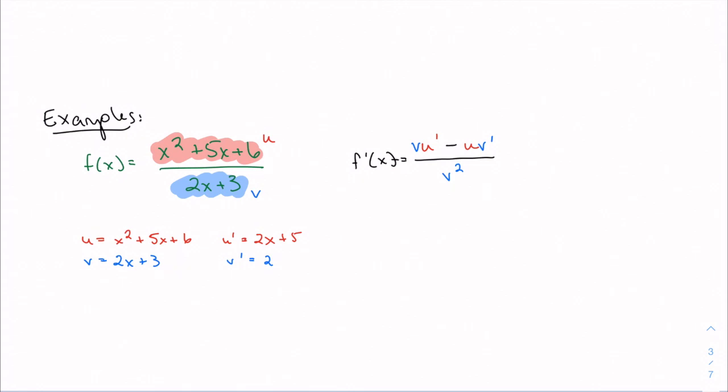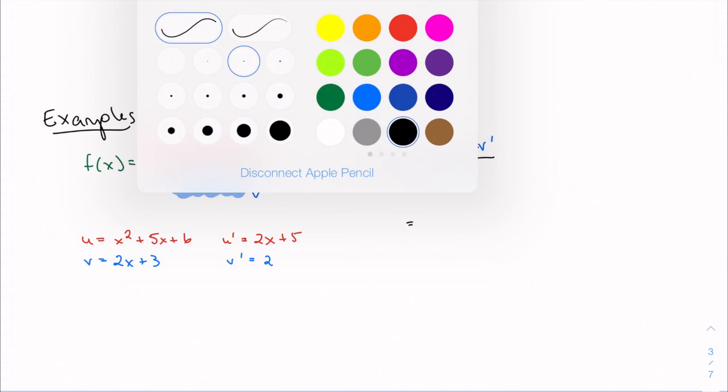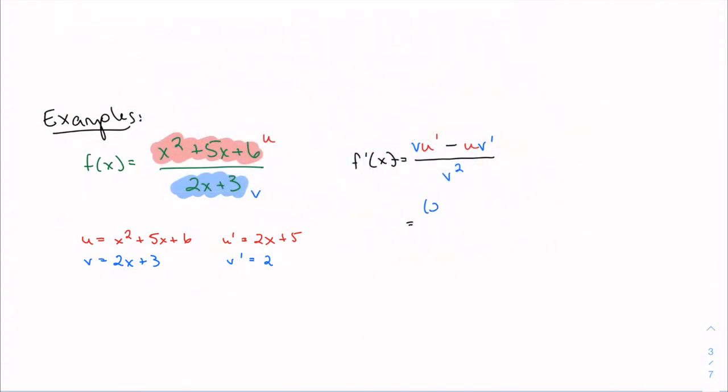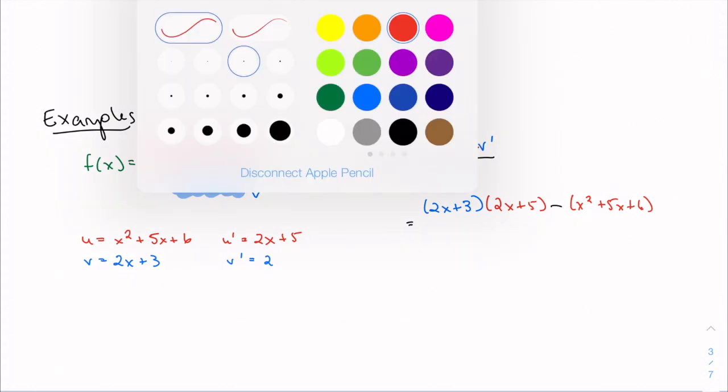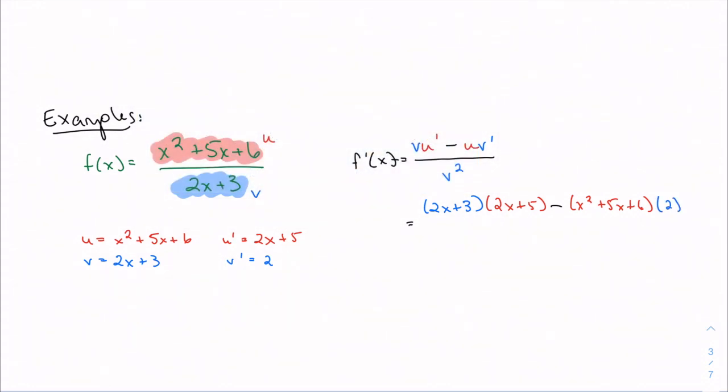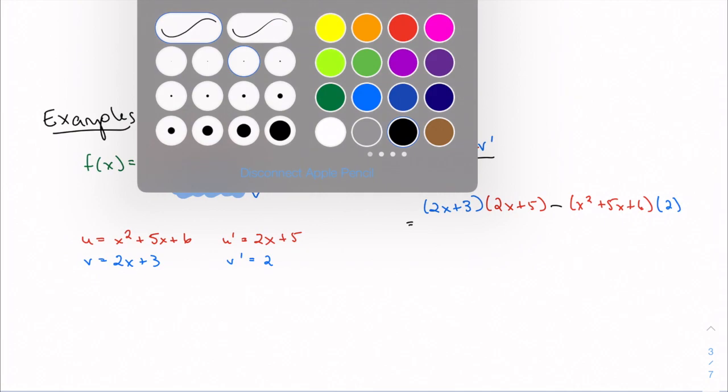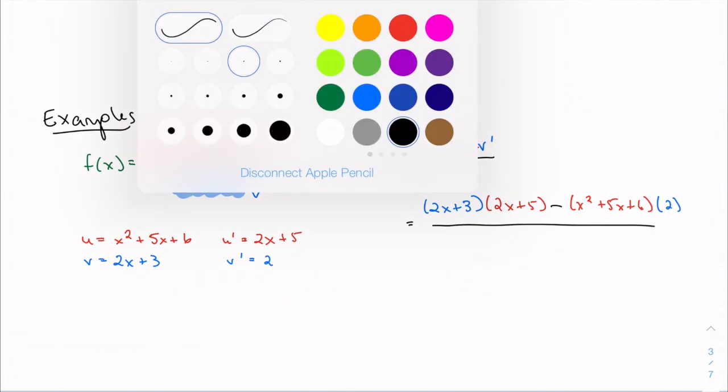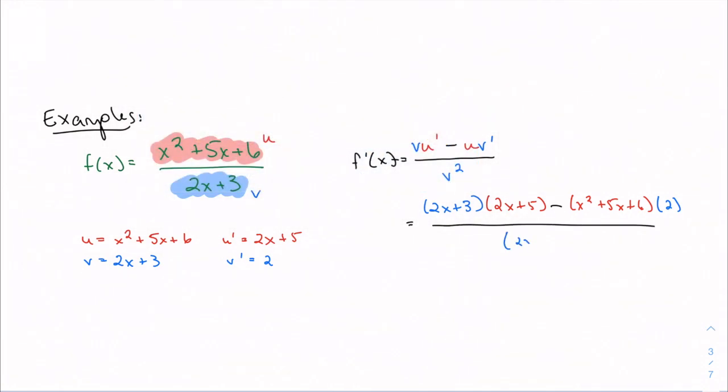I have all my parts, and I'm just going to plug them in. So v is 2x plus 3. u prime is 2x plus 5. u is x squared plus 5x plus 6. And v prime is 2. And that all gets divided by v squared, 2x plus 3 squared.